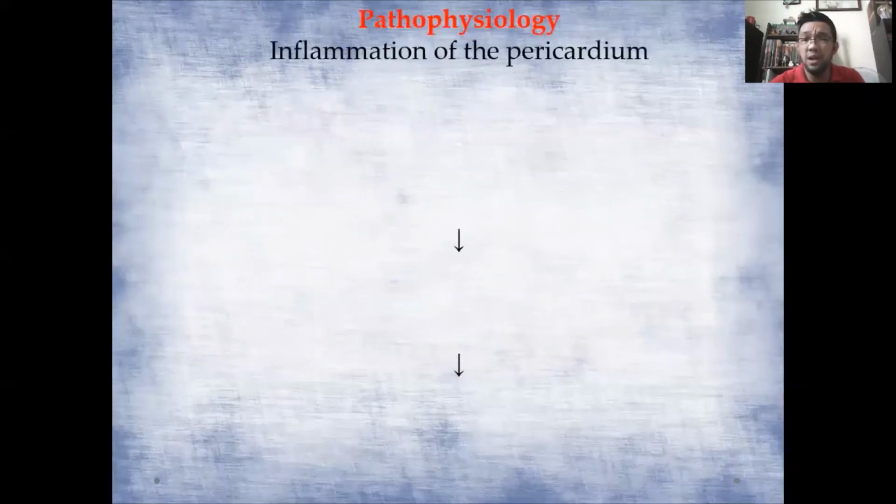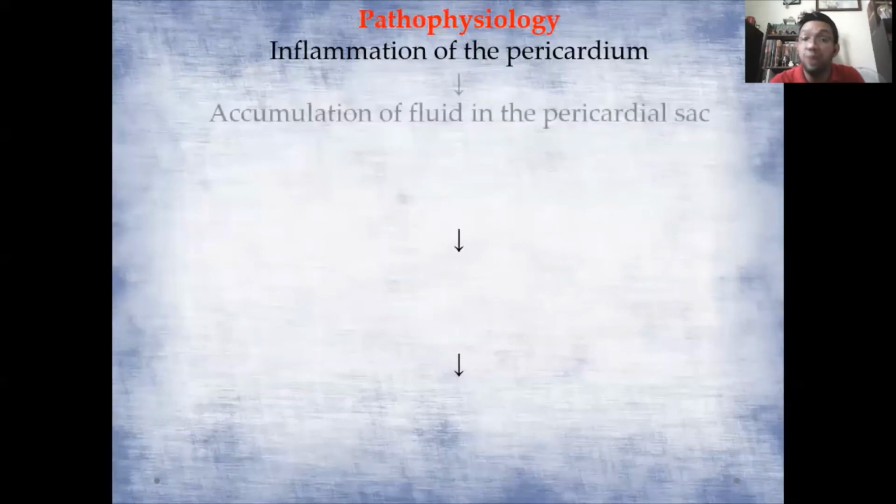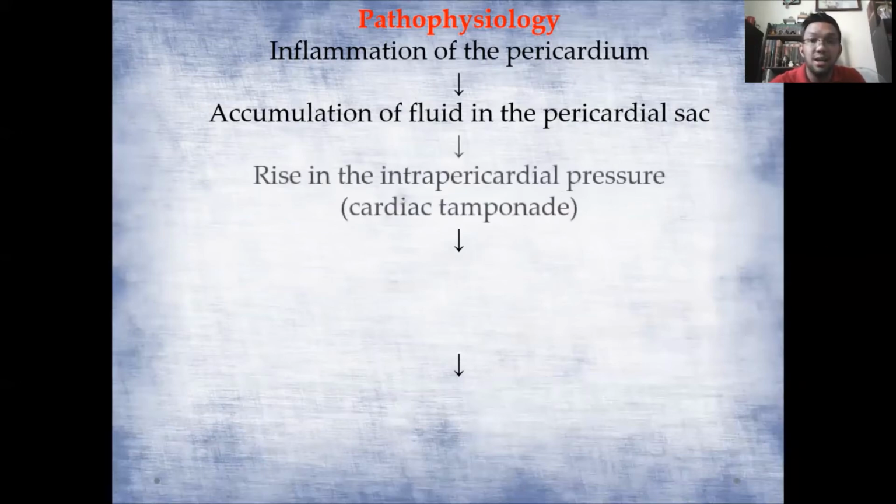So what happens here? Once the bacteria reaches the pericardium, which is the outer wall of the heart, it will be inflamed. And this is the effusion, the acute pericarditis with effusion. There will be accumulation of fluid in the pericardial sac. And once that happens, there will be a rise in the intrapericardial pressure, inside that sac that is enveloping the heart, which now will lead to cardiac tamponade.